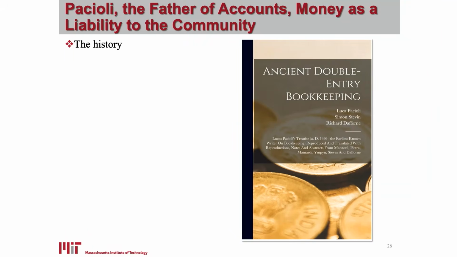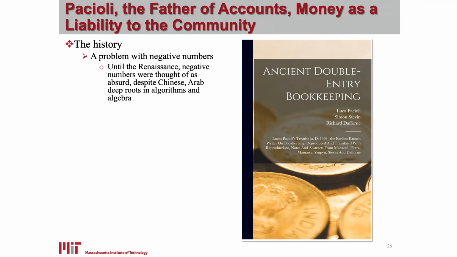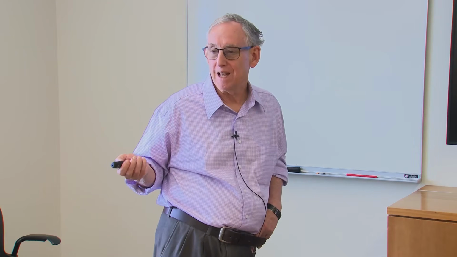But let me start with something odd, the problem of negative numbers. So even in the Renaissance, negative numbers were thought of as absurd, although Chinese and Arab scholars understood the concept. Why did it seem absurd? Because what does it mean to hold a negative amount of something? It's a physical object. It's either there or it isn't, but it can't be negative.